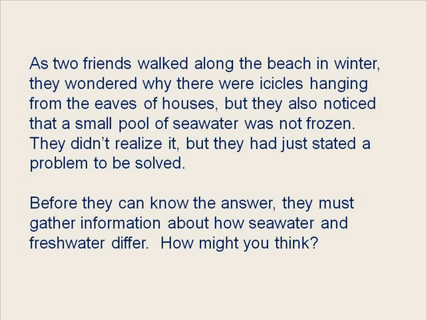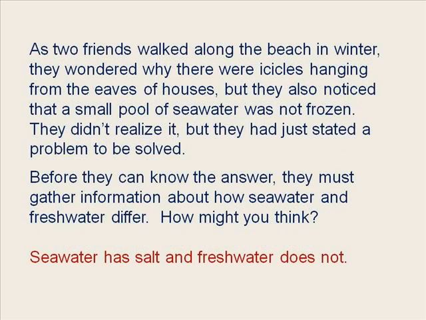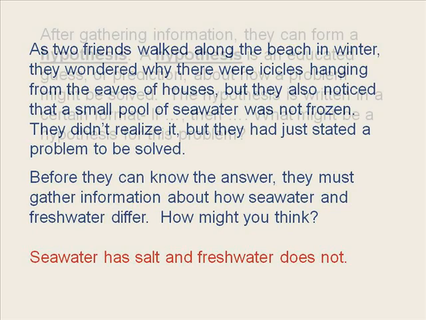Before they can do an experiment or any of these other steps, they must gather information about how seawater and freshwater differ. How might you think they differ? If you said that seawater has salt and freshwater does not, you are correct. Now, most of you did not have to go to the library and look this up. Most of you knew this. So gathering information is often as simple as activating those prior knowledge cells that you already have in your brain full of knowledge. You don't always have to run to a library to look it up.